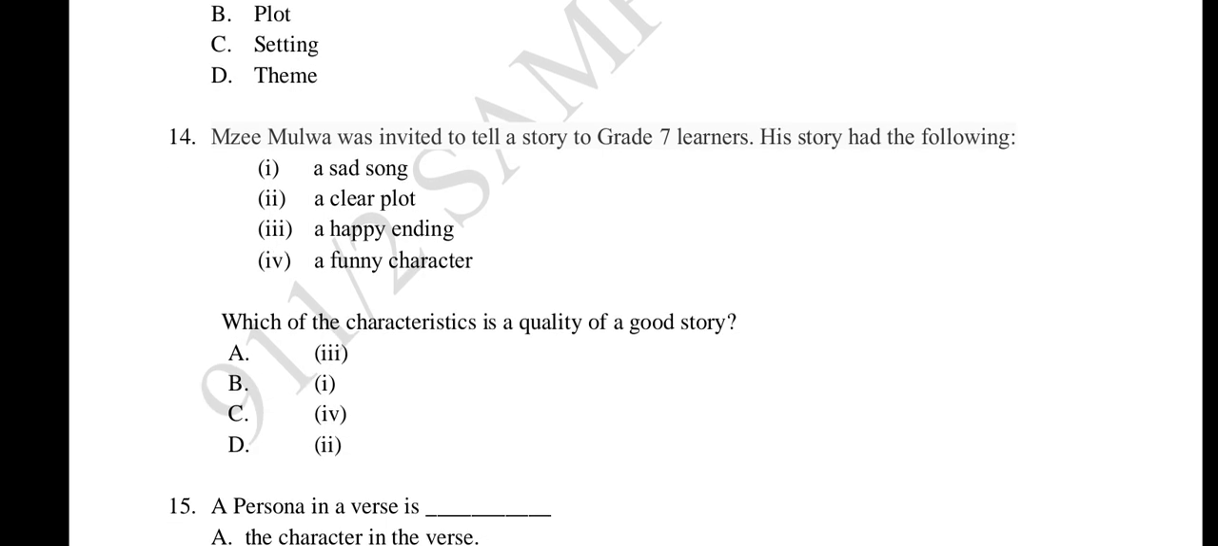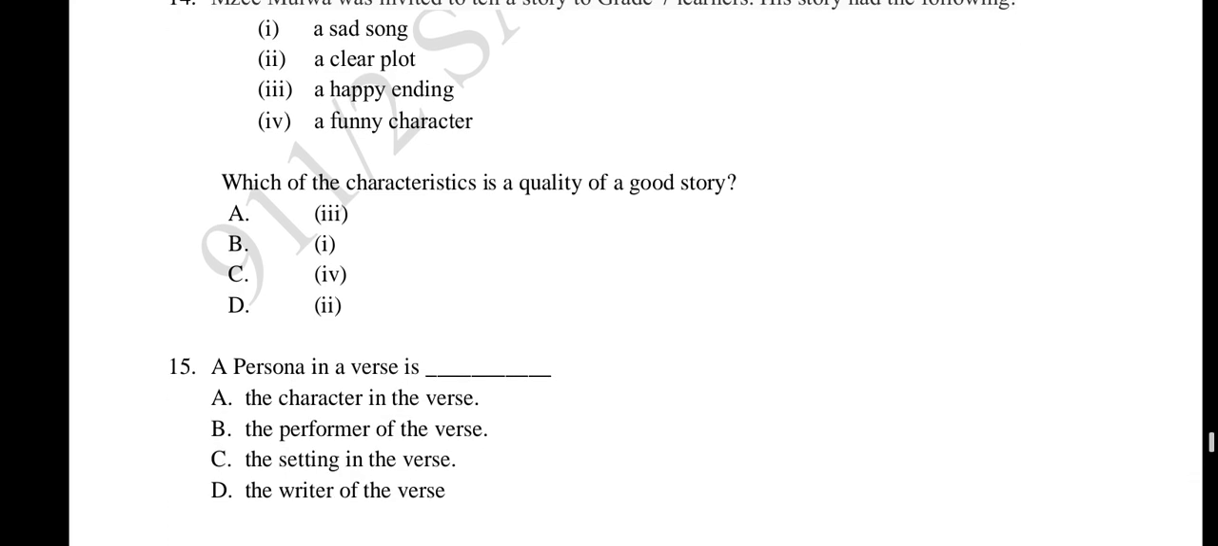Mzee Mulwa was involved to tell a story to grade 7 learners. His story had the following: a sad song, clear plot, happy ending, and a funny character. Which one of the following characteristics is a quality of a good story? I believe it is of happy ending as well. Happy ending, sad song, clear plot, happy ending, a funny character. Should not be necessarily funny, but it should be a happy ending, which is number 3A.